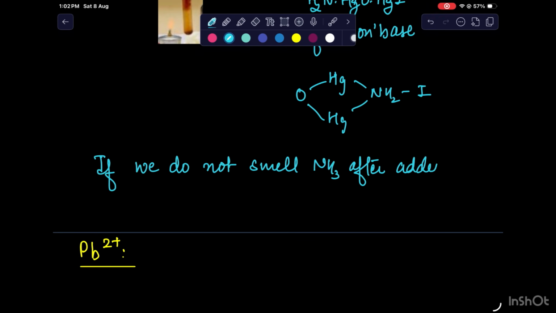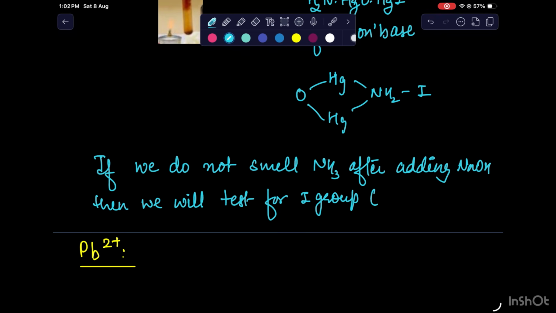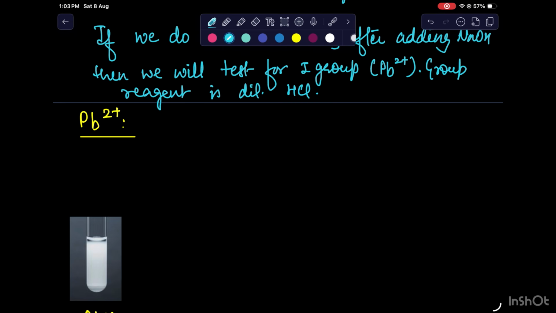So reddish brown color confirms the formation or presence of ammonia. If we do not smell ammonia after adding NaOH, I don't recommend that you directly move on. I always ask students to go for the Nessler's reagent test, because many times students are not able to identify the smell of ammonia.